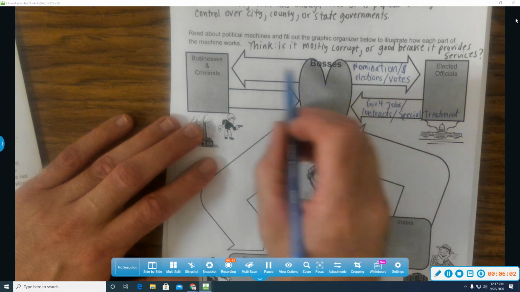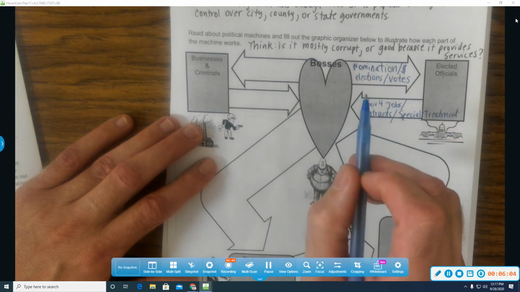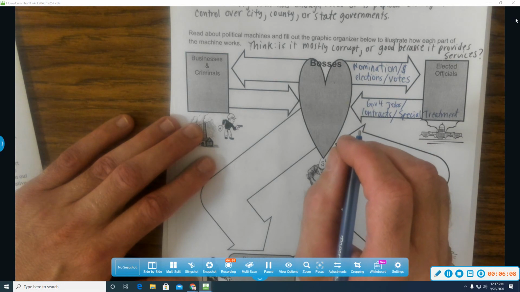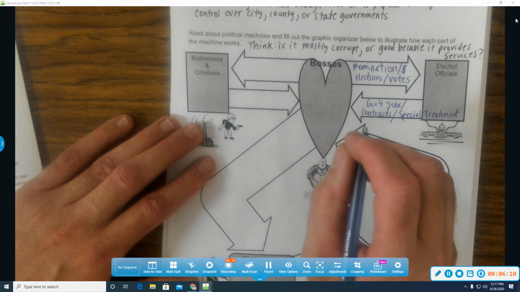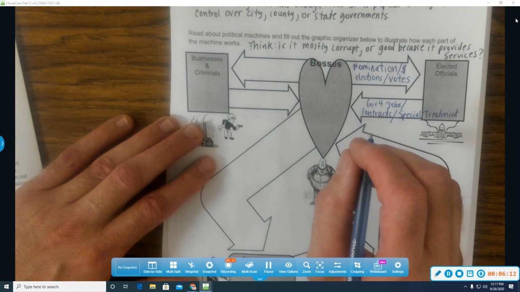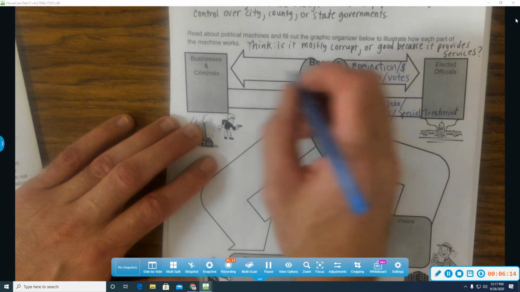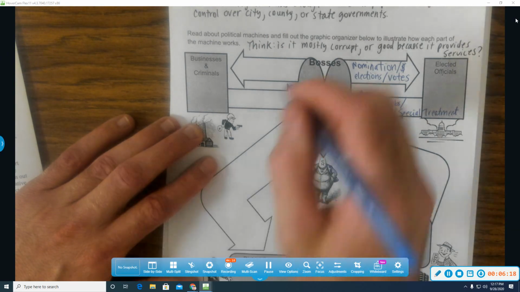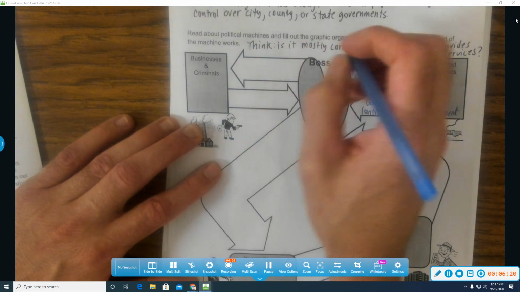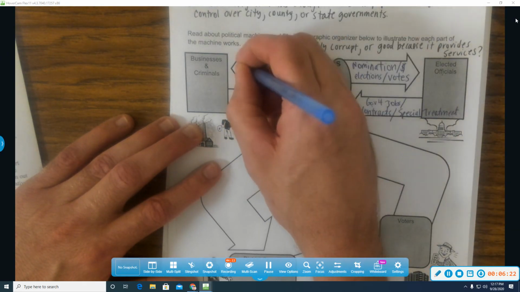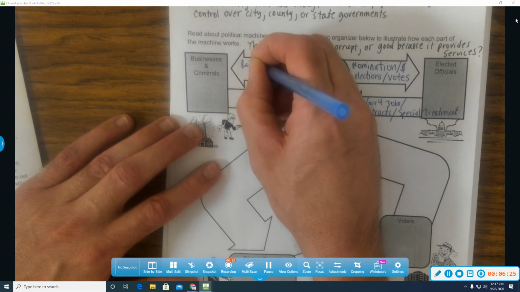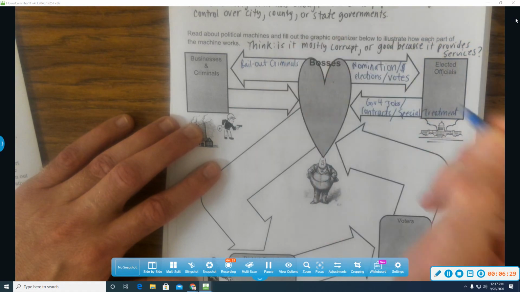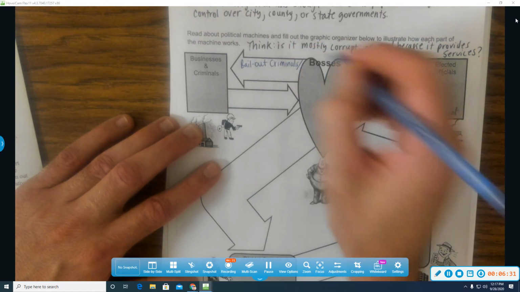Okay, so what does the boss provide businesses and criminals? The boss is going to get the criminals out of jail. So they will bail criminals out of jail. Of course, there are going to be strings attached.